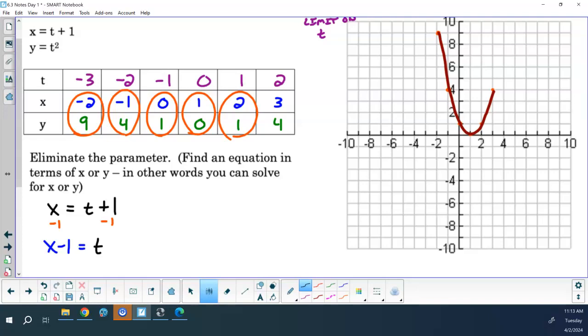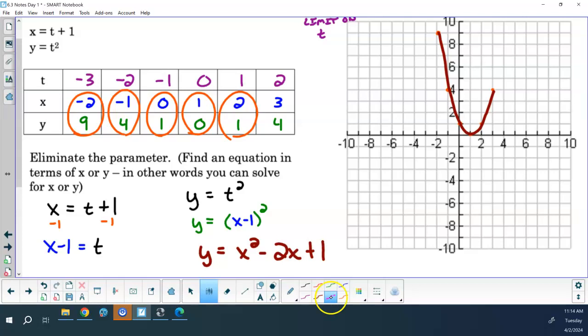Then I'm going to take that and I'm going to put it into the other function. So in this particular case, the other function is y equals t squared. So I would make that then become y equals x minus 1 squared. So this function would be y equals x squared minus 2x plus 1. Which would be the parabola, the parent function of our parametric function. We just took a snapshot of it. Okay?